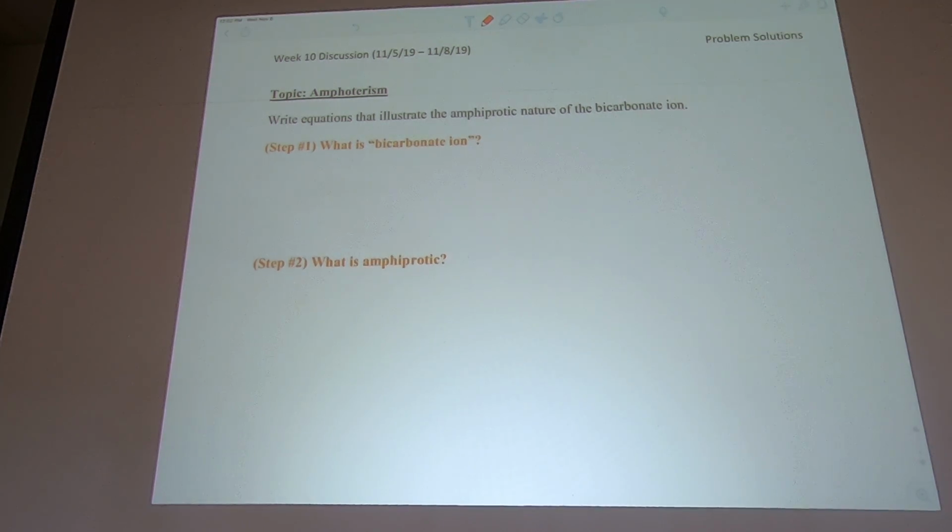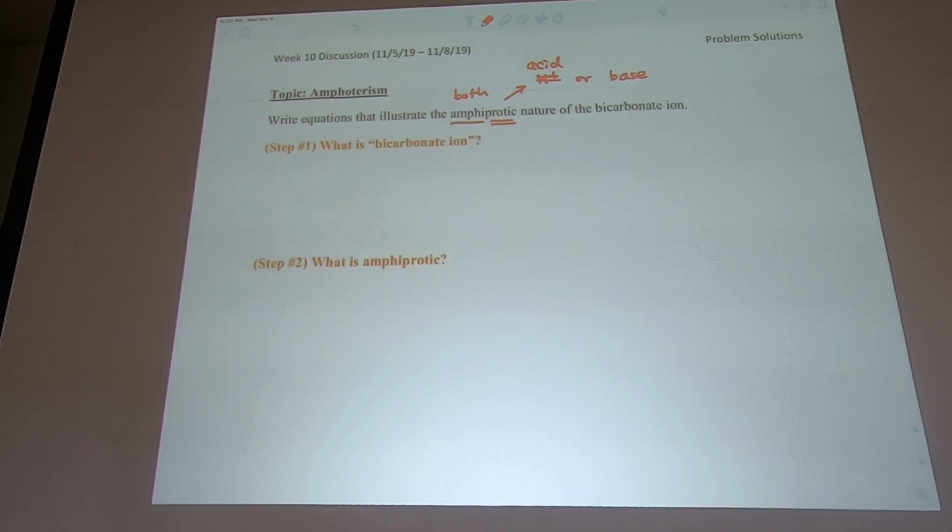Anyway, amphibian or amphitheater means both, right? You have both natures, and that's what amphi means. Amphi means both sides. And then protic means something that is a proton donor or proton acceptor. So an amphiprotic nature means it could be an acid or it could be a base. They can serve as acid or base.